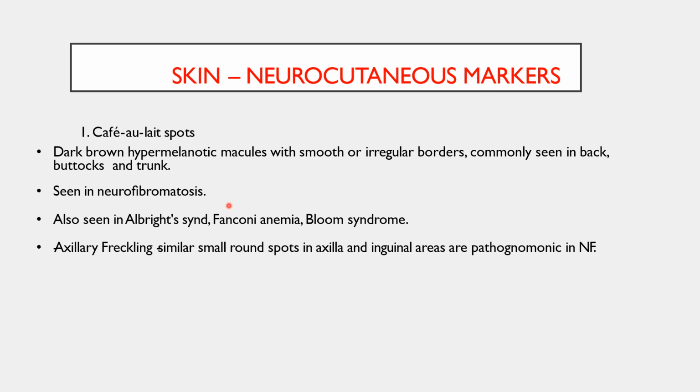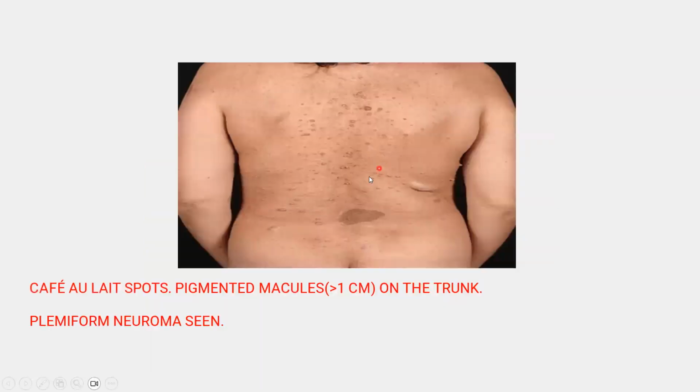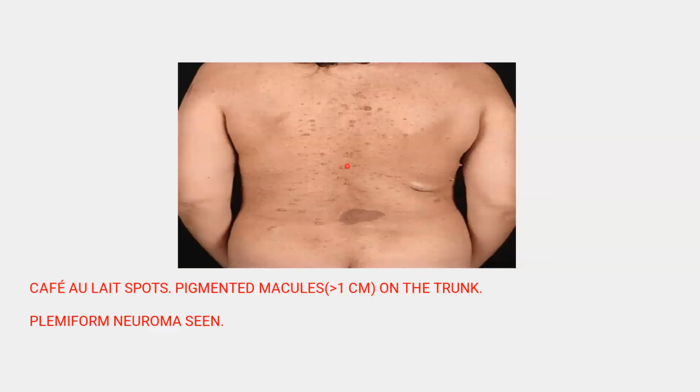These are dark brown hypermelanotic macules with smooth or irregular borders, commonly seen on the back, buttocks, and trunk. This can also be seen in McCune-Albright syndrome, Fanconi's anemia, and Bloom syndrome. Axillary freckling: these are similar small round spots characteristically seen in the axilla and inguinal areas. These are pathognomonic of neurofibromatosis. These are café-au-lait lesions. Next. So, one more café-au-lait lesion and pigmented macules. This is a plexiform neuroma. Next.